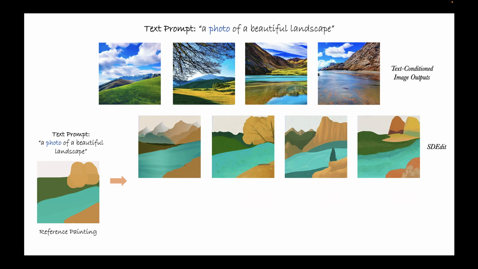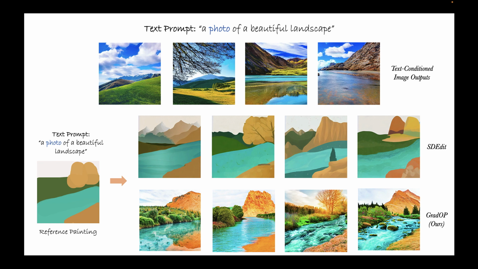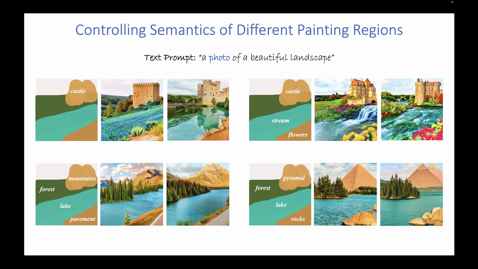Our work aims to address this problem by instead allowing users to generate significantly more realistic content corresponding to input user scribbles. Additionally, our framework also allows the user to specify the semantics of different painting regions.